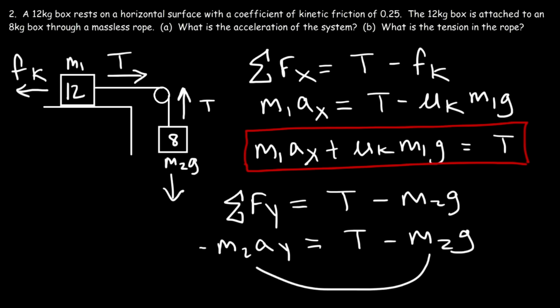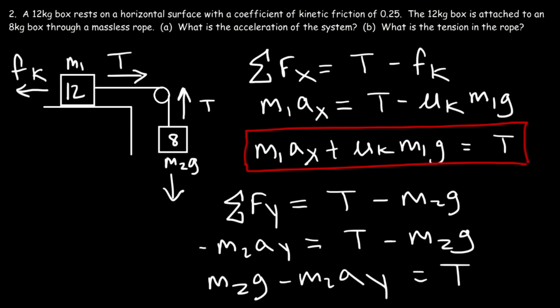So now let's take this term, move it to that side. And so we have m2g minus m2ay. That's equal to T. So now what we need to do next is set these two equations equal to each other. So let me put this on top here.